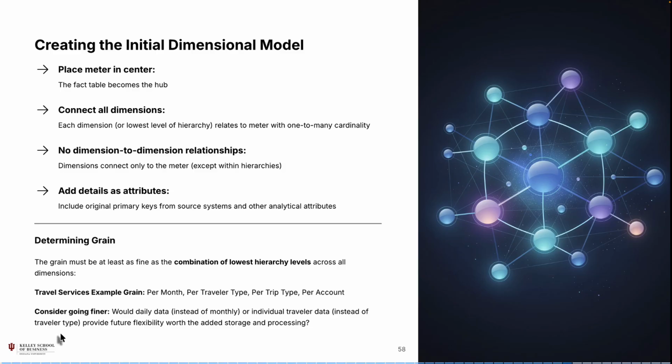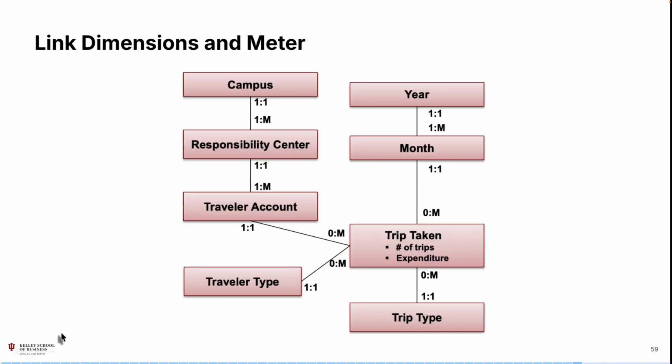However, we can consider going finer. Would daily data or individual traveler data provide flexibility that justifies the increased storage and processing cost? And that is the trade-off decision. So to illustrate the process, we first will put the trip taken in the center because this is our fact table. And now we will connect it to different dimensions.